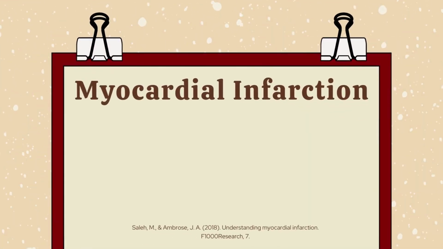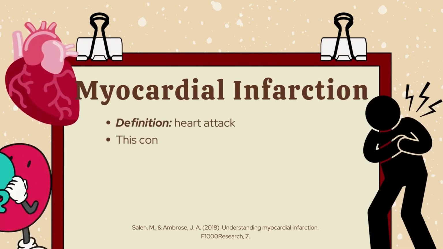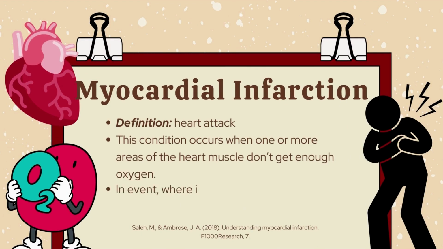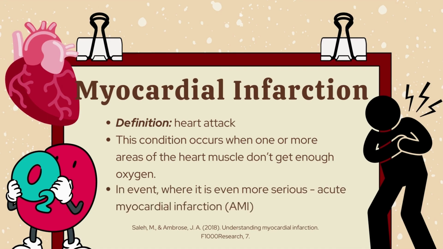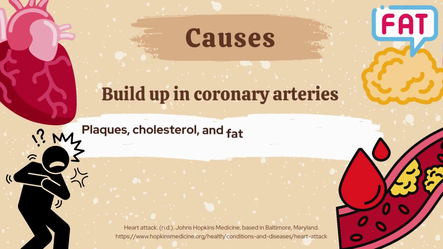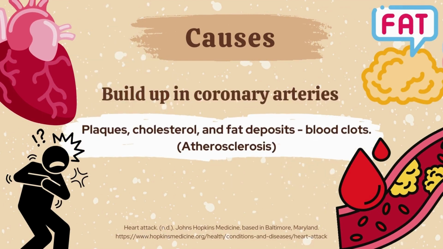Myocardial infarction, generally known as heart attack, is a condition that occurs when one or more areas of the heart muscle don't get enough oxygen. In an even more serious event, it is known as acute myocardial infarction or AMI. This condition is caused by the buildup of plaques in the coronary arteries, known as atherosclerosis. Coronary arteries become narrow and blocked with plaques made up of cholesterol and fat deposits, resulting in blood clots which inhibit blood flow into the heart.